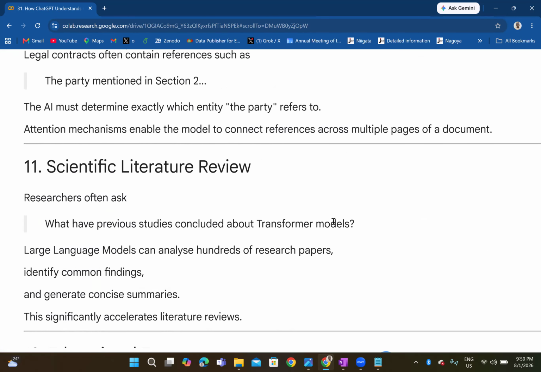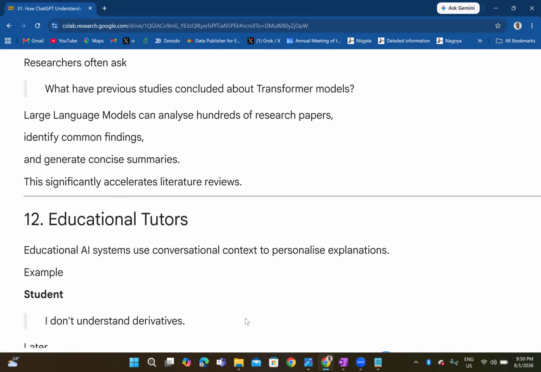Now we have scientific literature review. Researchers often ask, what have previous studies concluded about transformer models? Large language models can analyze hundreds of research papers, identify common findings, and generate concise summaries. So this significantly accelerates literature reviews.